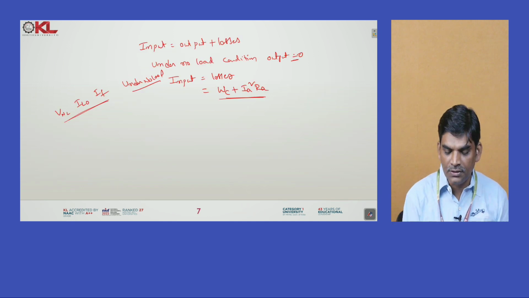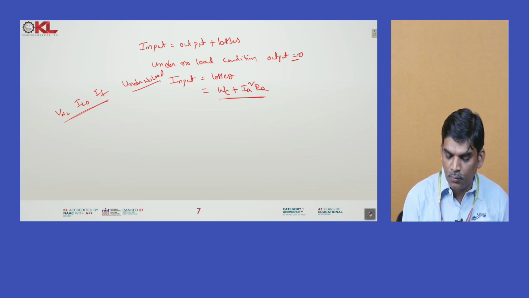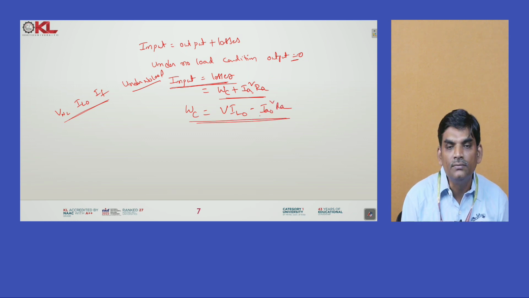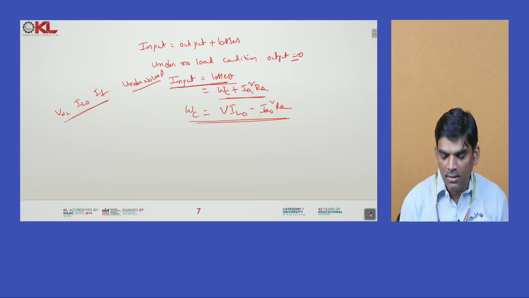Now this is the formula: in general, input is equal to output plus losses. Under no load condition there is no output, output equals 0, so input is equal to losses, that is, loss is equal to WC plus IA square RA. So from this test we can calculate the constant losses, which are equal to the input, VIL naught, minus IA naught square RA.